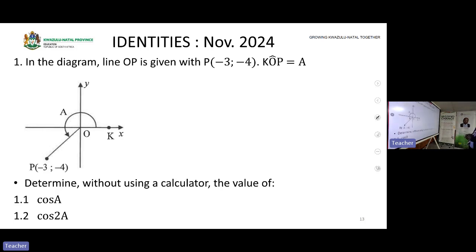Now, how these identities can be applied. Let us look at this one from November 2024. Learners were asked to answer this question.